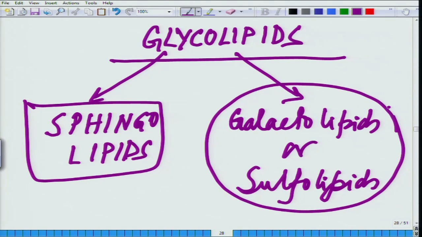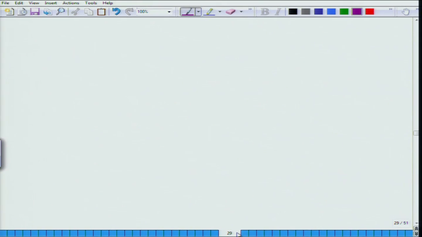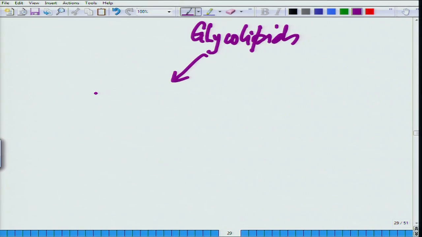The broad heading of it. So, now what we will do, we will draw the sphingolipids under the glycolipids. Okay. So that you do not lose track, I am repeatedly writing sphingolipids, and then on top of that you have glycolipids, within that is the sphingolipids.